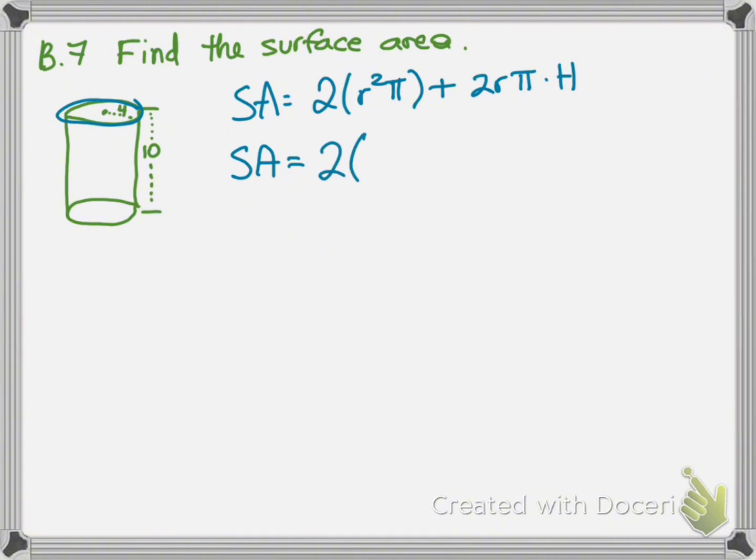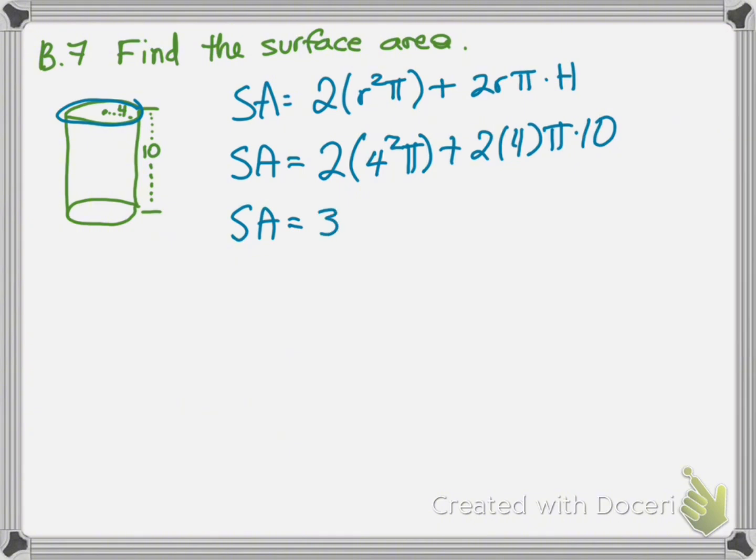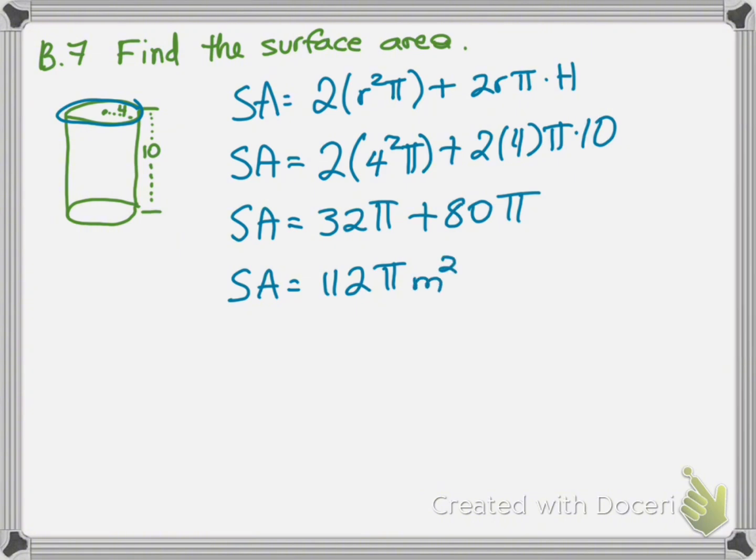by substituting the points. So we have 4 squared pi plus 2 times 4 times pi, and then the height, that is 10. And in this case, we have 4 squared is 16 times 2 is 32 pi. And then 2 times 4, which is 8 times 10 is 80 pi. And since they both have pi, we can add them. And the answer is 112 pi. And again, they don't give us the answers, but let's say it's meters and area is square.